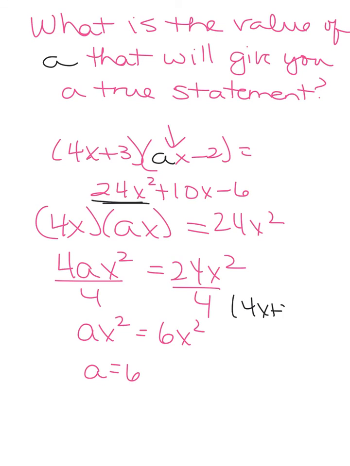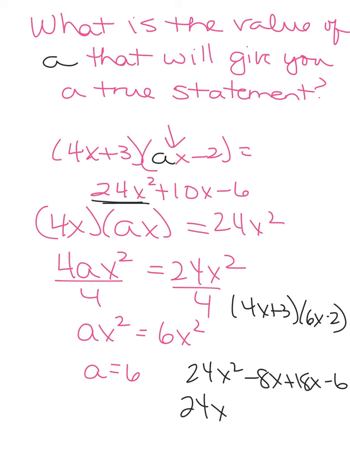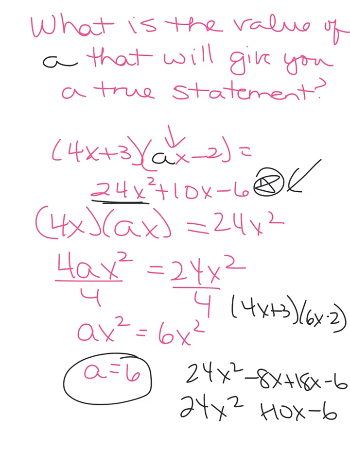4x plus 3. Now I know the value for a is 6. I can multiply that by 6x minus 2, and I'll use FOIL. So I get 24x squared. My outside is negative 8x. My inside is positive 18x, and my last is negative 6. Combine my like terms, so I have 24x squared plus 10x minus 6. And when I go back, I can see that gives me the answer that I was looking for. So I know that I have the correct value there, that a is equal to 6.